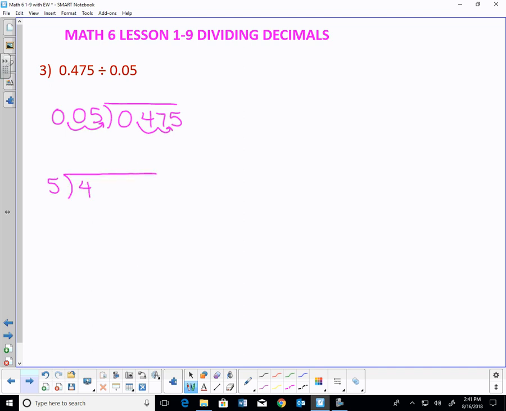And I like to rewrite my numbers so they're neat and tidy. So here I have 5 dividing into 47.5. 5 does not divide into 4, so I'm going to just leave that blank. 5 will go into 47 9 times, because 9 times 5 is 45.